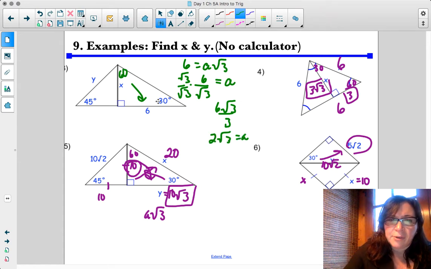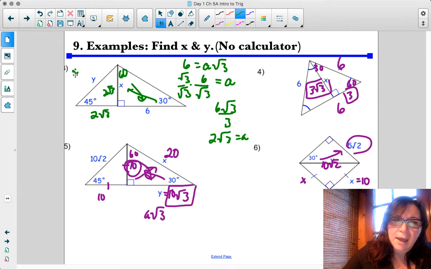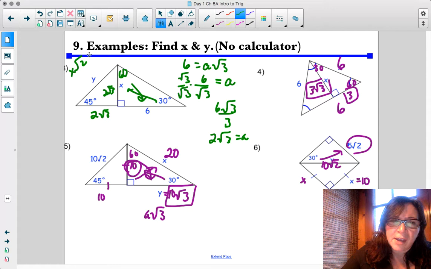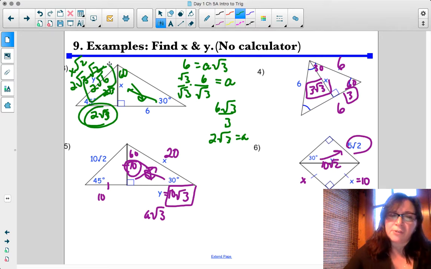So a is across from the 30. So that means this is 2 root 3, which means this is 2 root 3 because it goes x root 3. Well, excuse me, that's not right. X root 2. So if you know that this is x root 2 and you know that 2 root 3 is x, that's going to go right here. So we have 2 root 3 root 2, which becomes 2 root 6. And that's my answer for that problem.